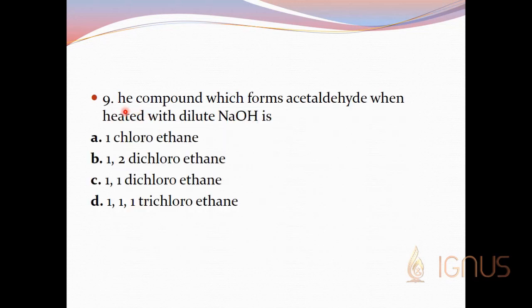Question number 9. The compound which forms acetaldehyde when heated with dilute NaOH is option A, 1-chloroethane, option B, 1,2-dichloroethane, option C, 1,1-dichloroethane, and option D, 1,1,1-trichloroethane.